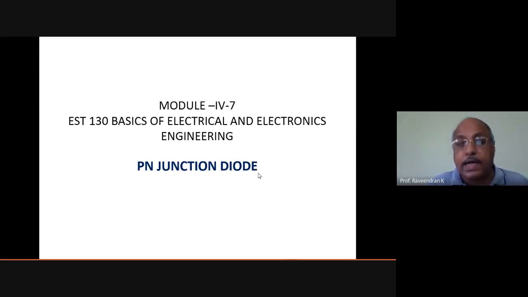So what are diodes, what are transistors, and how is this behavior used in the operation of transistors and diodes? That is the main discussion we have to have in the coming sessions. And here I will just give you an understanding about the p-n junction diode. Okay. Now, how is a p-n junction formed?